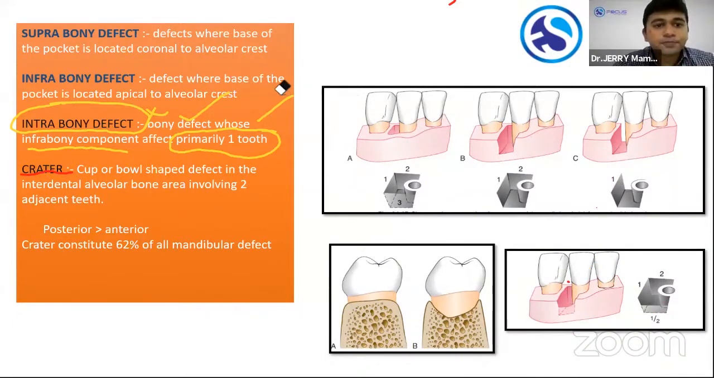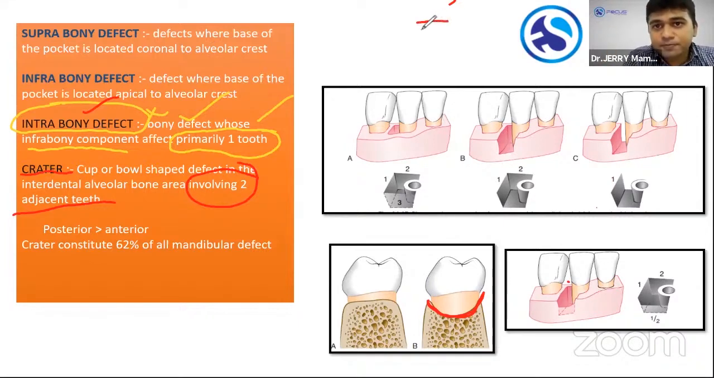Now moving on to the next one. The next in your definition is the crater. A crater is nothing but a cup or bowl-shaped deformity. But how is it different from the intra-bony defects? It involves two adjacent teeth. That is why it is called a crater, and it is not classified under intra-bony.